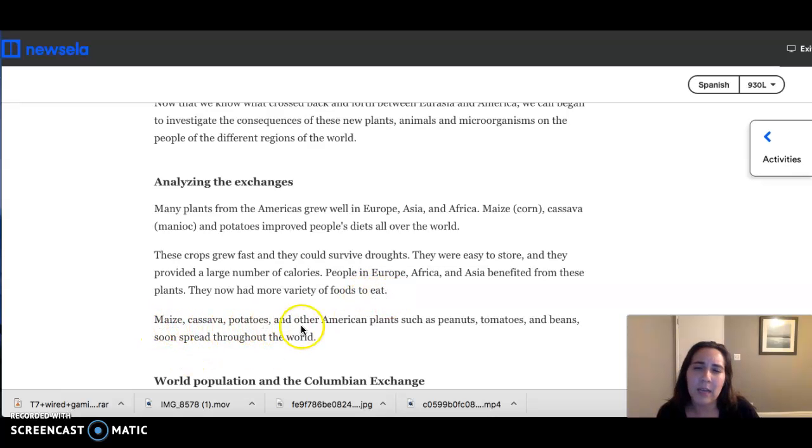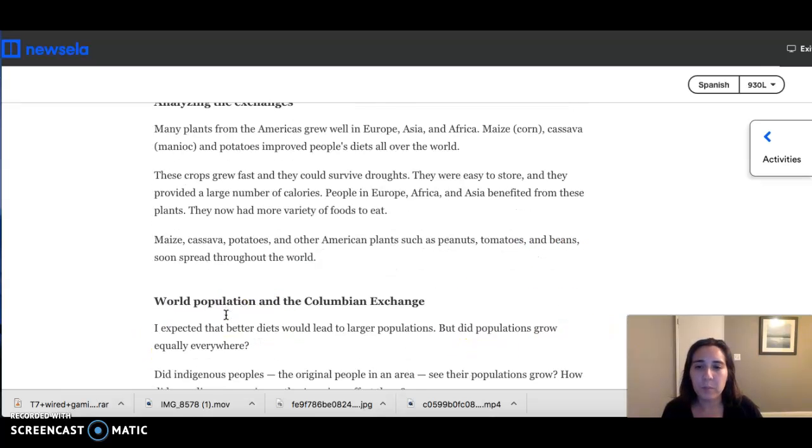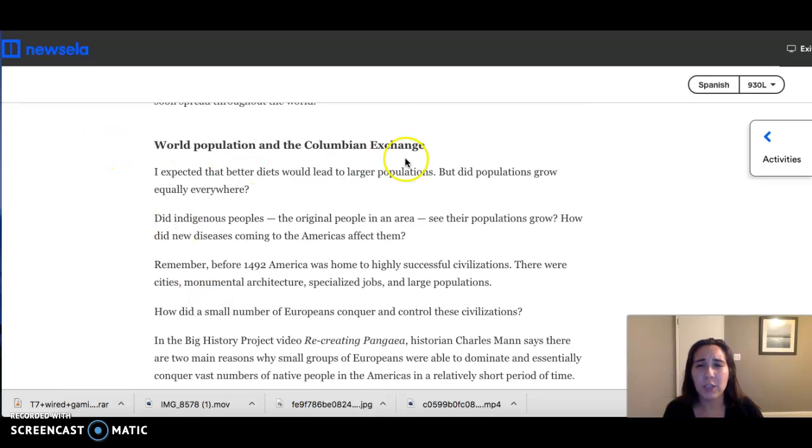Maize, cassava, potatoes, and other American plants such as peanuts, tomatoes, and beans soon spread throughout the world. World population in the Columbian Exchange.